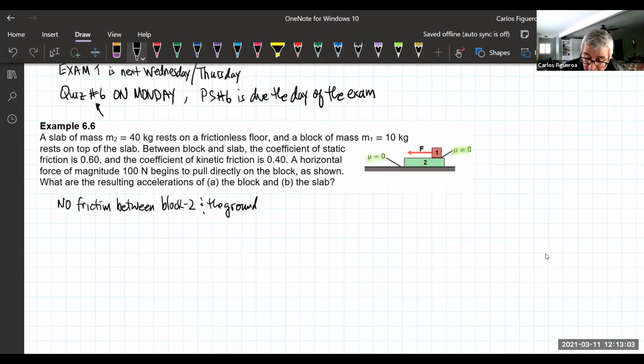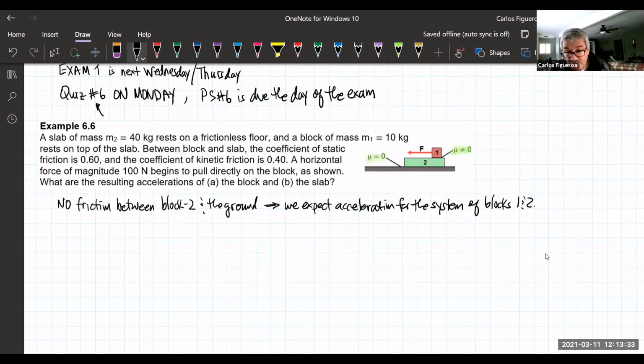So what does that mean? If you apply a force on block 1, it's going to force, by friction, Newton's third law, to pull both of them. So what this means here is that we expect acceleration for the system of block 1 and 2, because there's no friction there.